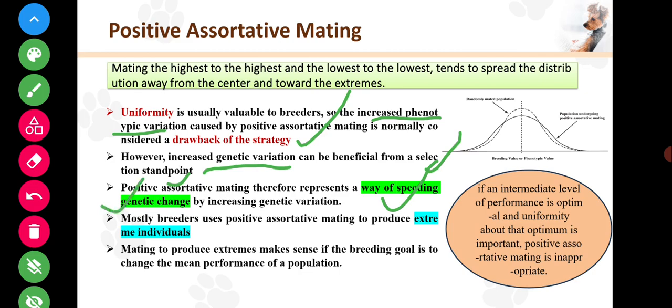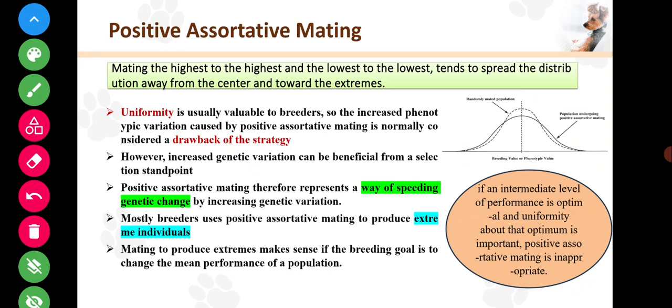Mostly breeders use positive associative mating to produce extreme individuals. Here again, at both extremes you will see the individuals increasing, because the mean performance is going down and the distribution increases towards the extremes. So when your target is to produce the best animals or the worst animals, even though the number will be small, if you want to increase the extreme types of phenotypes, you will go for positive associative mating.